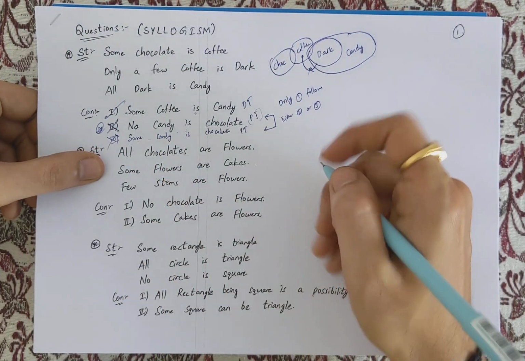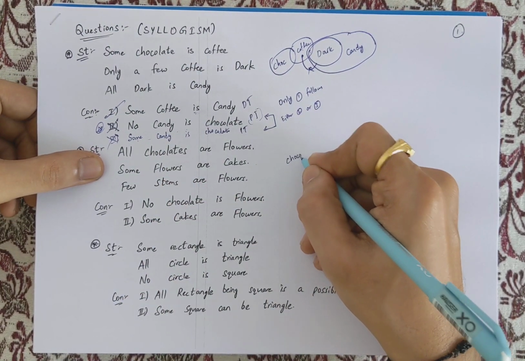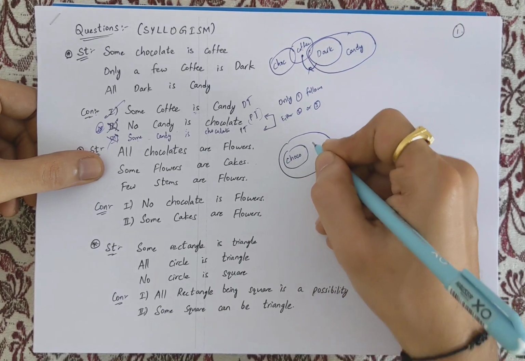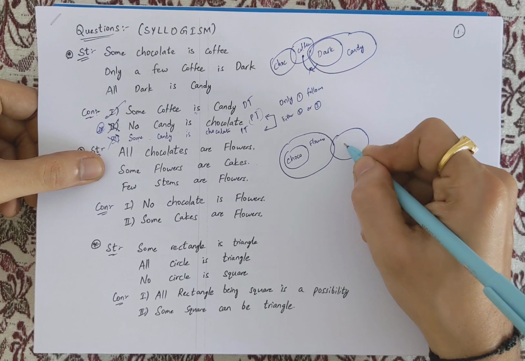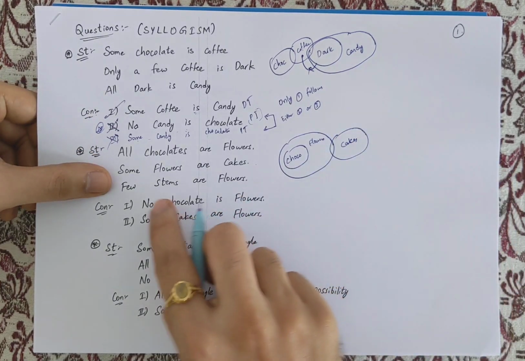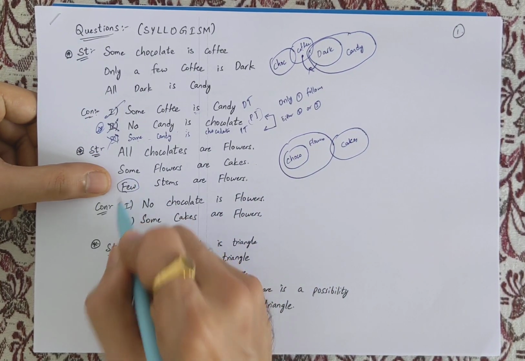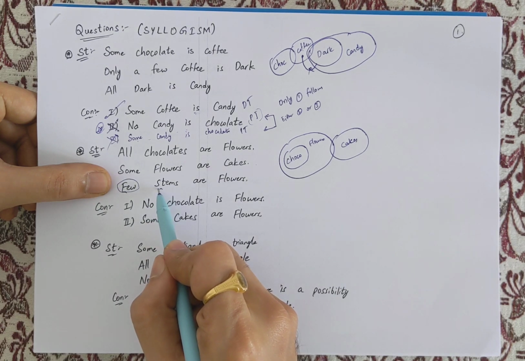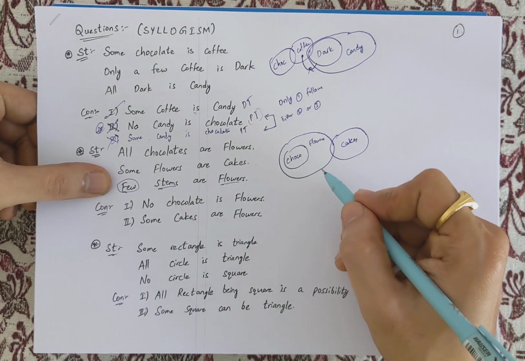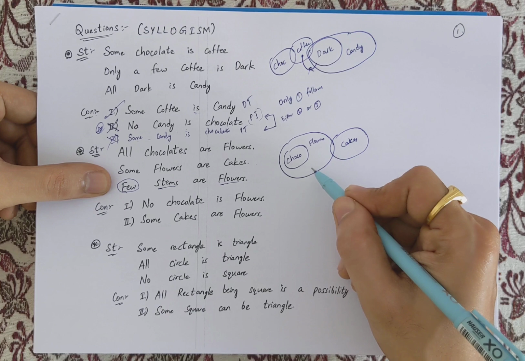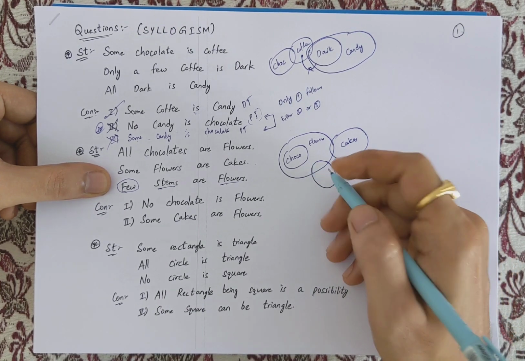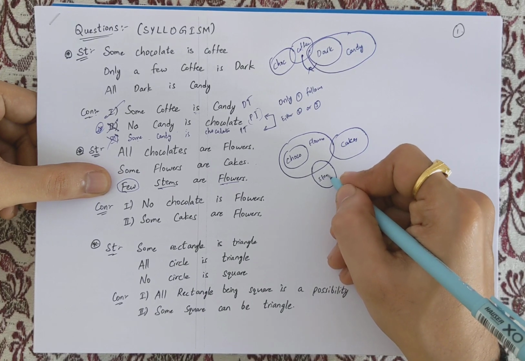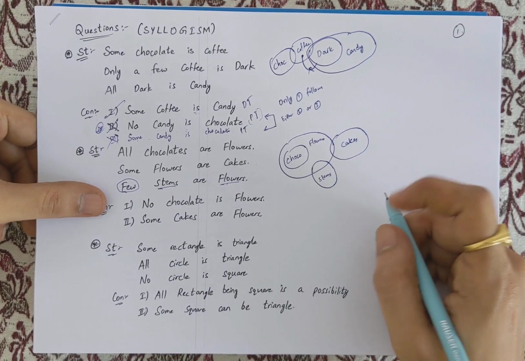Now let us see the second question. All chocolates are flowers. Some flowers are cakes. Few stems are flowers. Few is nothing but some. And it is saying only a relation between stems and flowers. So we should draw stems in such a way that it would only touch flowers. It won't touch cakes. It should not touch chocolates. Okay. Few stems are flowers. This would be your drawing.